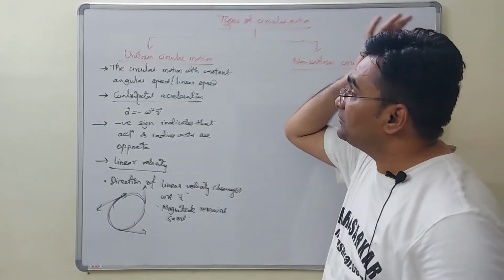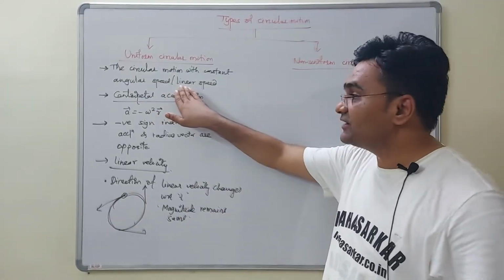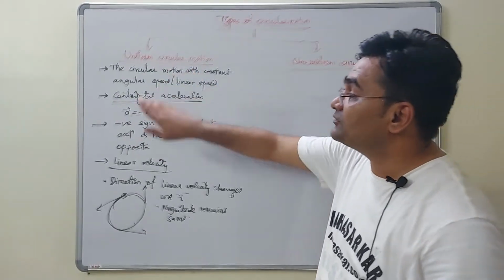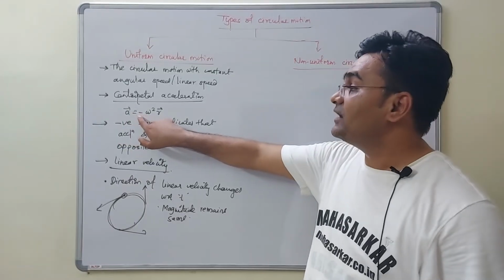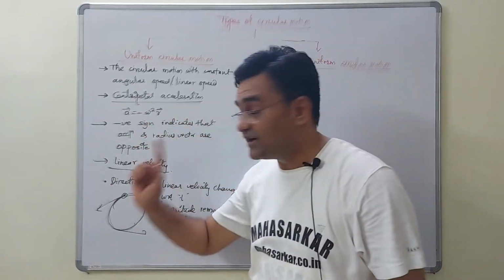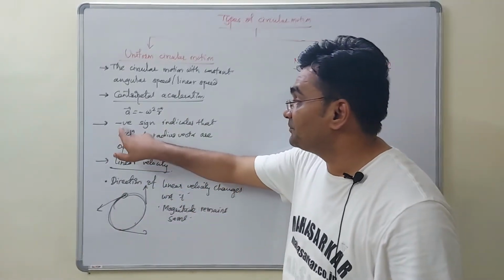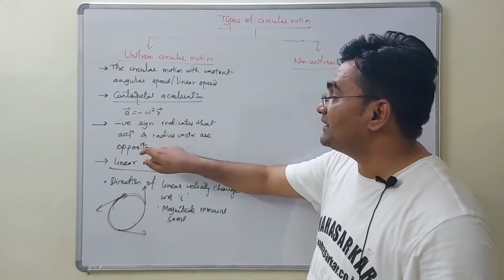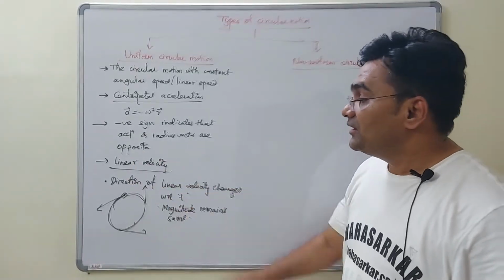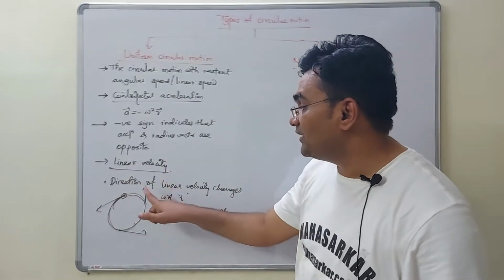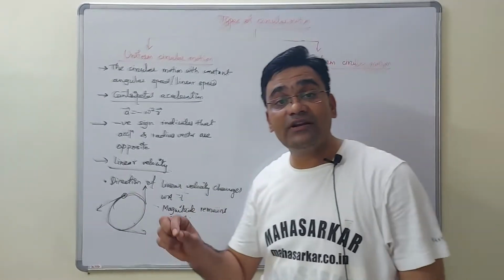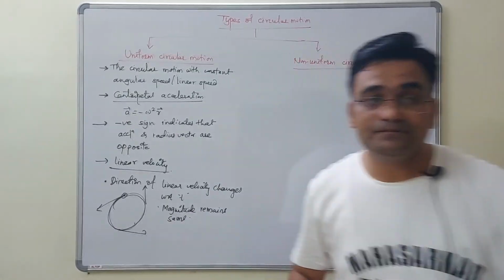So uniform circular motion is circular motion with constant angular speed or linear speed. The centripetal acceleration acts in uniform circular motion, and its magnitude is given by a = -ω²r. You have already learned this derivation in the 11th standard, so just recall it. The negative sign in this formula indicates that the acceleration and radius vector are oppositely directed. In uniform circular motion, the direction of linear velocity changes with time while its magnitude remains constant.